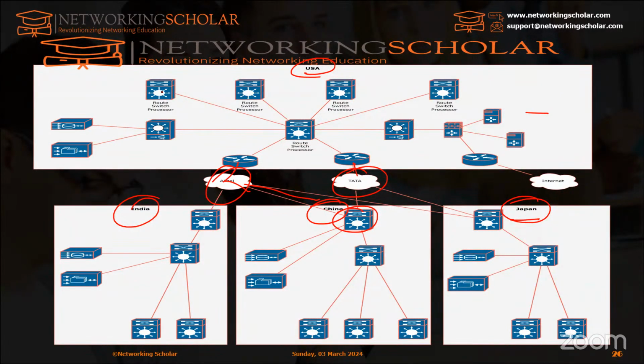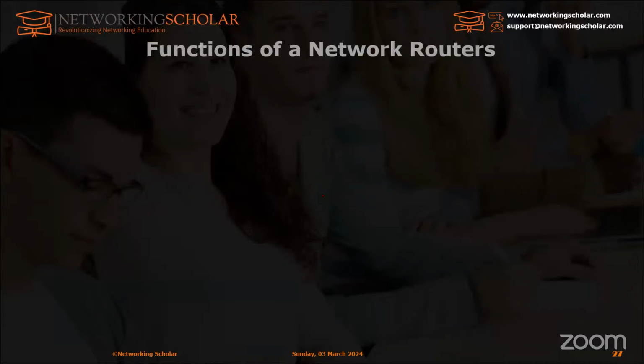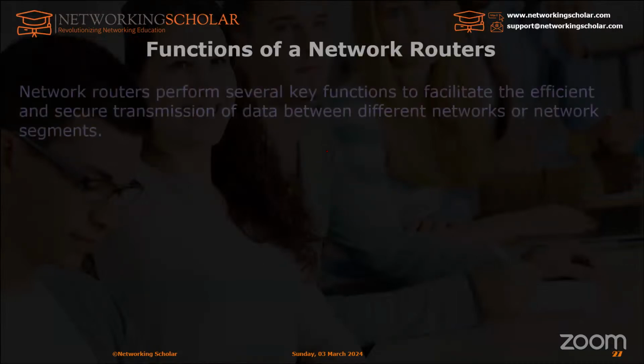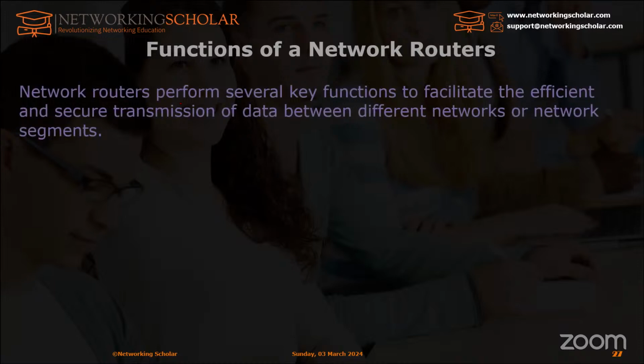So in that case, here you can see there are multiple router switches, and this is a processor. Actually, what is this? These are layer 3 switches or routers, we can say, okay? So this kind of traffic can be handled by an enterprise router only. If you are using a low-end router, it is not going to work in the network. So these are the functions of the network router. A network router performs several key functions to facilitate the efficient and secure transmission of data between different networks or network segments.